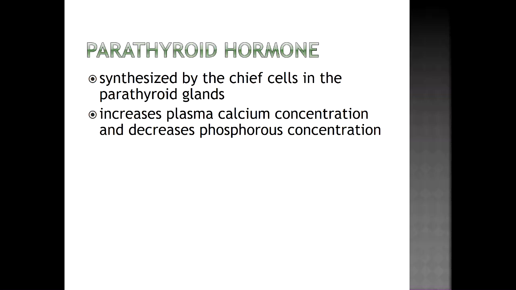So vitamin D causes basically an increase in calcium and an increase in phosphorus. Parathyroid hormone is going to work a little bit differently. It's going to work quicker, and it's going to cause an increase in plasma calcium, but the overall effect is going to be a decrease in plasma phosphorus.